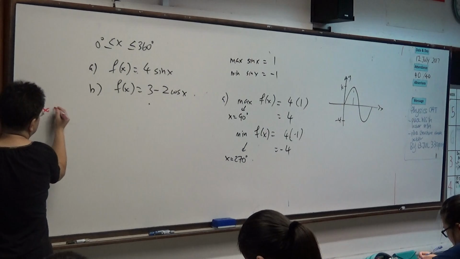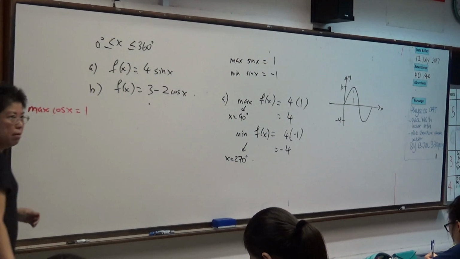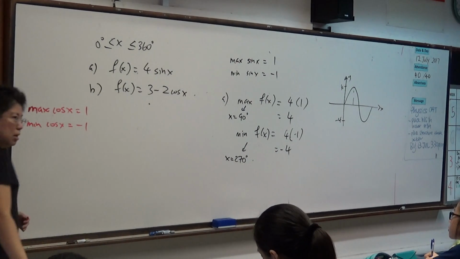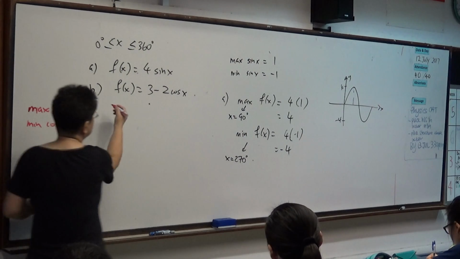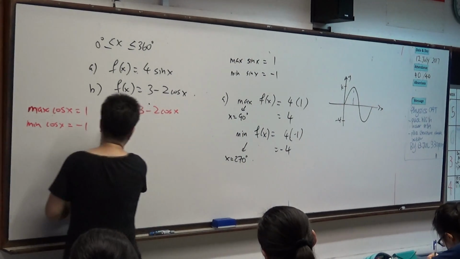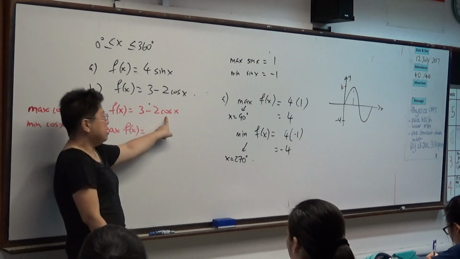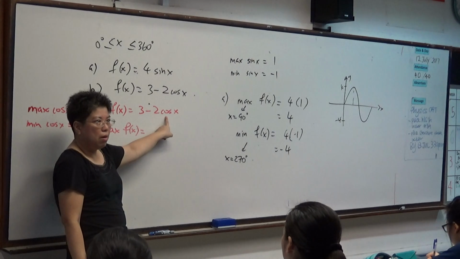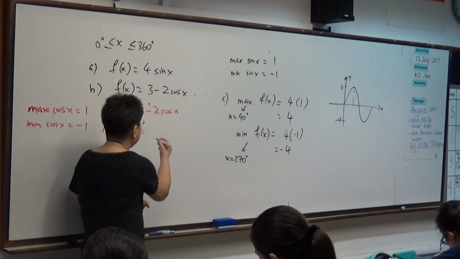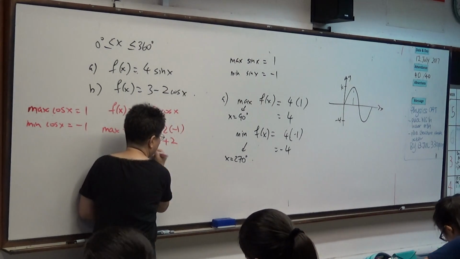what is the maximum for cosine x? 1, right? What's the minimum for cosine x? That's a big one, right? Everybody okay? Now look at this b. When will this be maximum? When this is a negative 1, right? Why? Because negative and negative will give you what? Positive. So 3 minus 2 times negative 1, that is 3 plus 2. Answer 5, right?